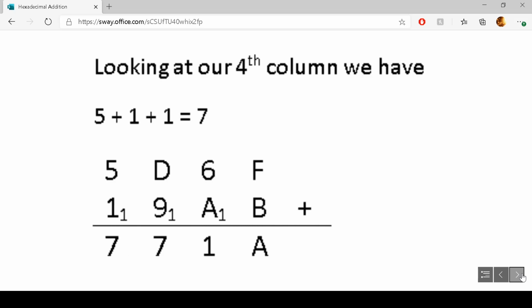So looking at our fourth column, we have 5 plus 1 plus 1. So that is equal to 7. So the result of our calculation is 771A.